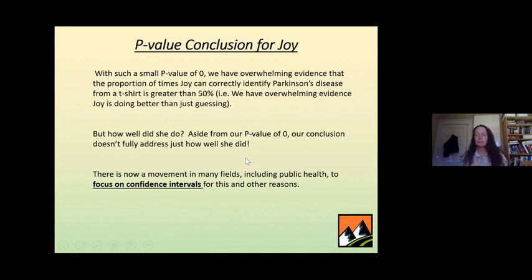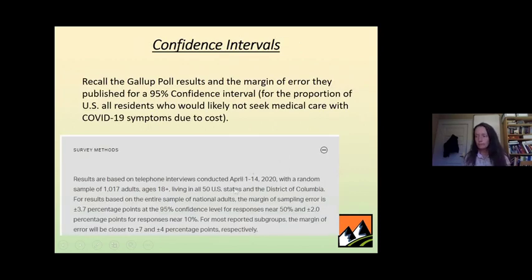And so we can even give more information to our reader: she's doing nearly perfect on these. And that gives more information than just the p-value. Recall that we have Gallup poll, and they give the results with a margin of error for a 95% confidence interval based on their sample, plus or minus a certain number of percentage points, at the 95% confidence level.